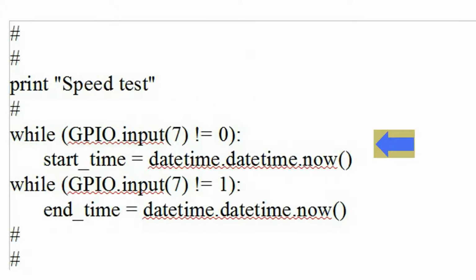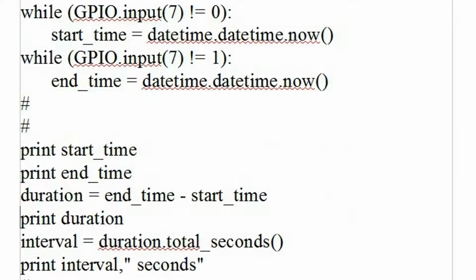Here we have two while loops. The first is triggered when the leading edge of the box breaks the beam. The second is triggered when the beam is reinstated. Here we do the calculation which is necessary to calculate the speed in miles per hour.